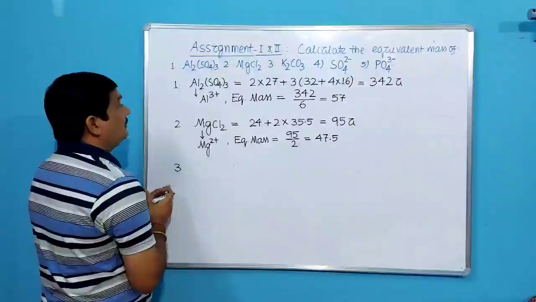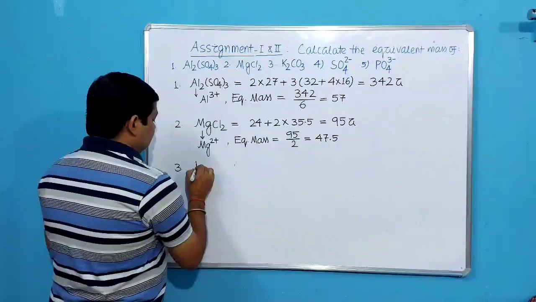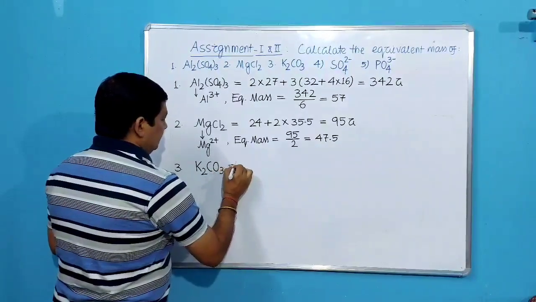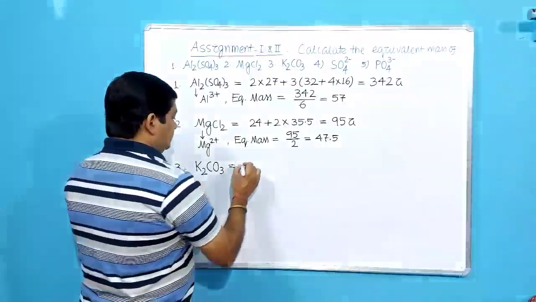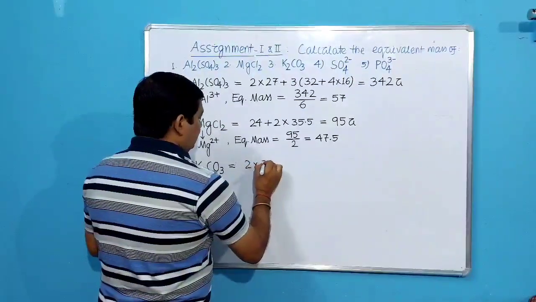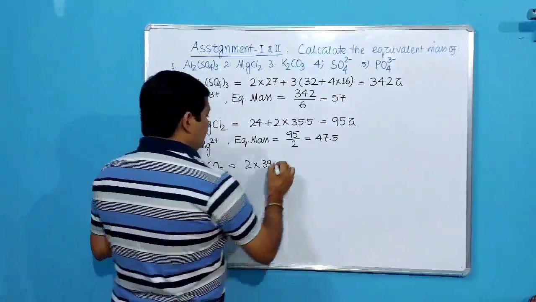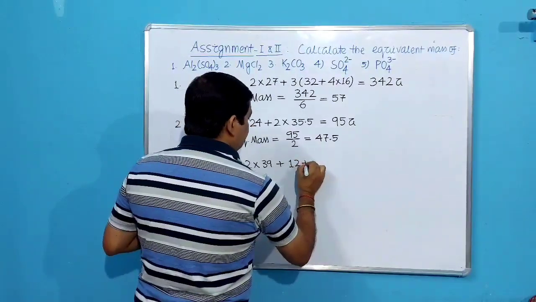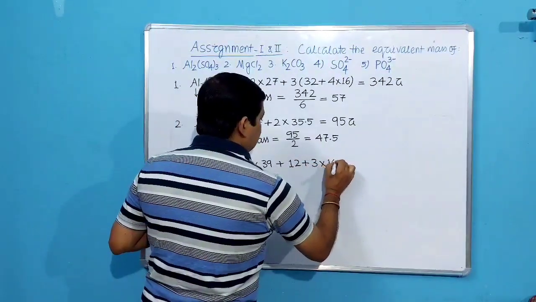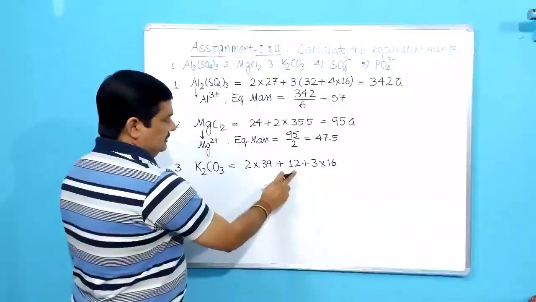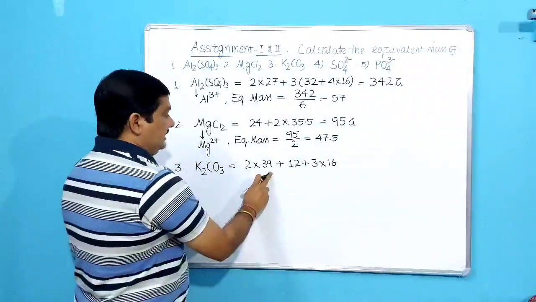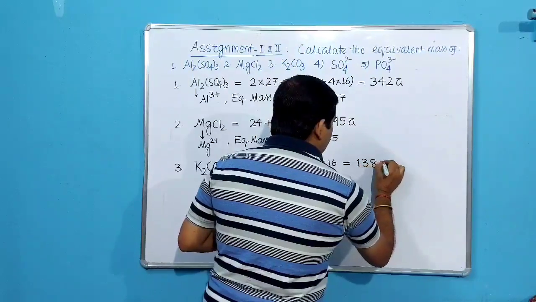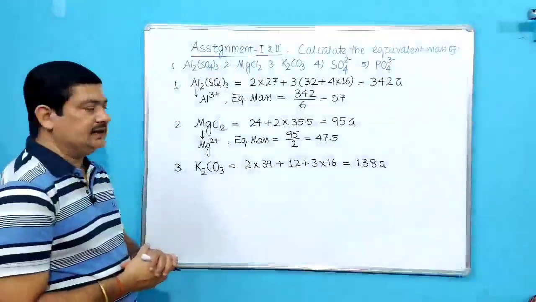Then question number 3, K2CO3, potassium carbonate. As usual, first we calculate the molecular mass. So 2 potassium, 2 into atomic mass of potassium, 39, plus carbon 12, only 1 atom. Then 3 atoms of oxygen, 3 into atomic mass of oxygen 16, 48. So 48 plus 12, 60, and 39 into 2, 78. So it will be 138. The molecular mass of potassium carbonate is 138 U.